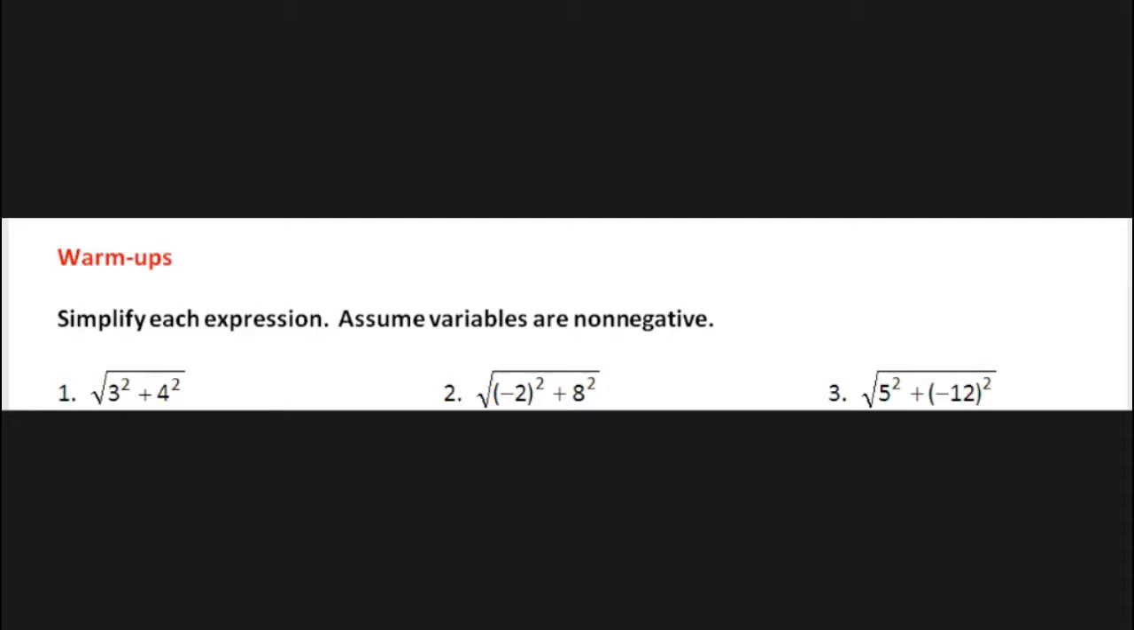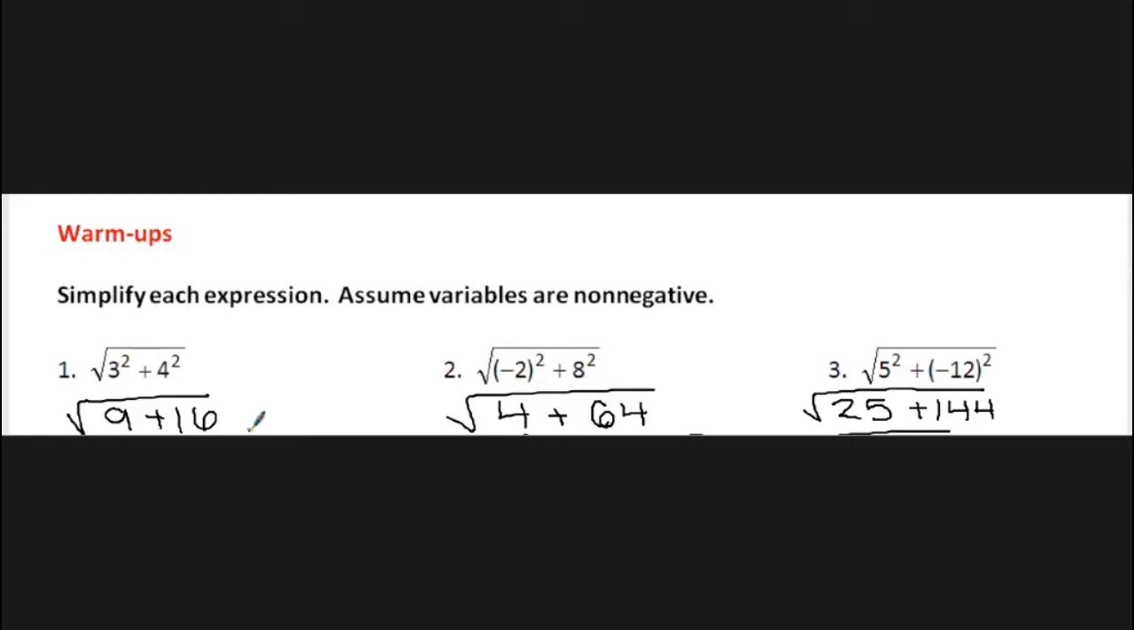Okay. So, again, what you have to do for 1, 2, and 3 is simplify the inside, then take your square root. So you would take 3 squared and 4 squared, square them inside, then take your square root. So for each of those first few problems, 3 squared is 9, 4 squared is 16, a negative squared is positive, 8 squared is 64, 5 squared is 25, and negative 12 squared is a positive 144. Add those numbers together, then simplify to get your square roots.